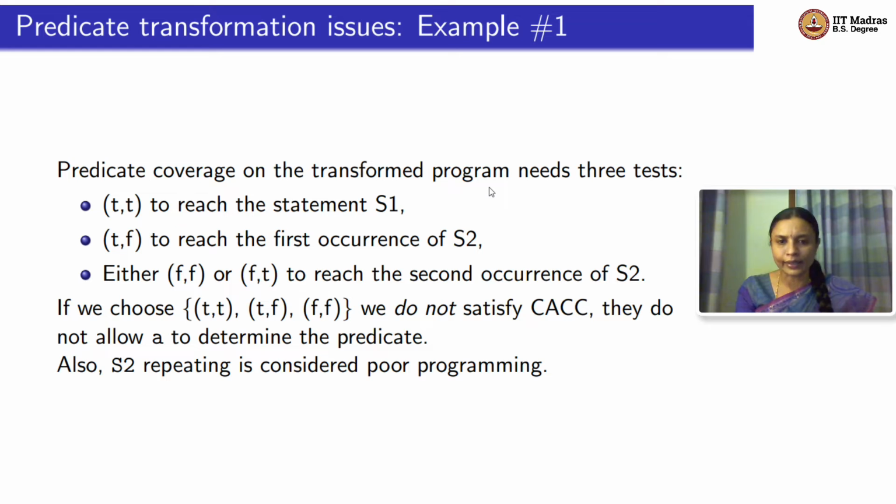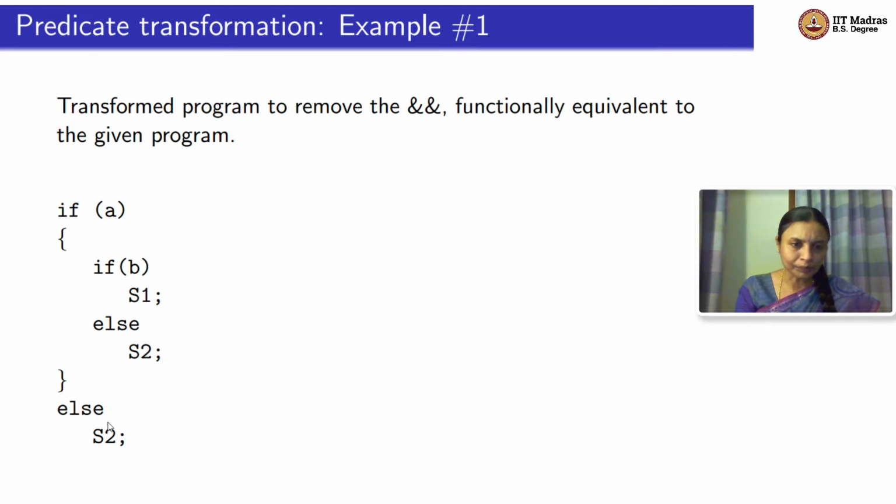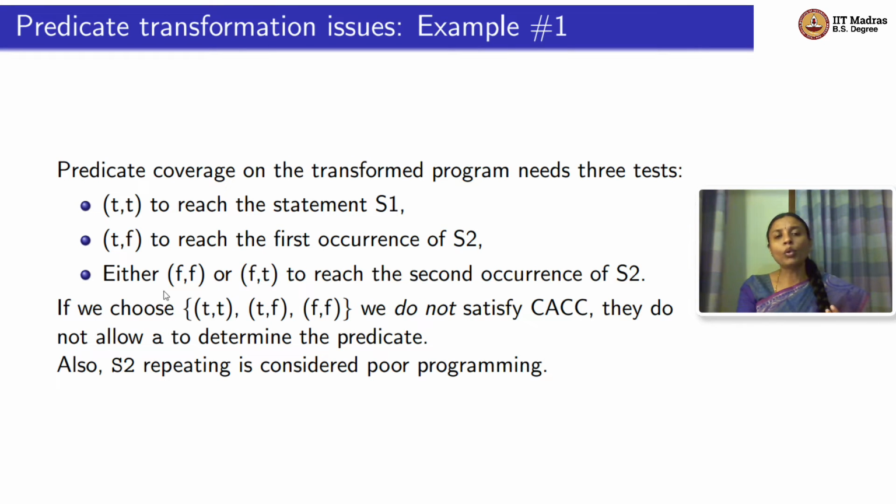I need 3 test cases. Both have to be true to reach the statement S1, A and B. A has to be true, B has to be false to reach the first occurrence of S2. S2 occurs twice here. It's a replica of the code. And both A and B have to be false, or A has to be false, B can be true to reach the second occurrence of S2.